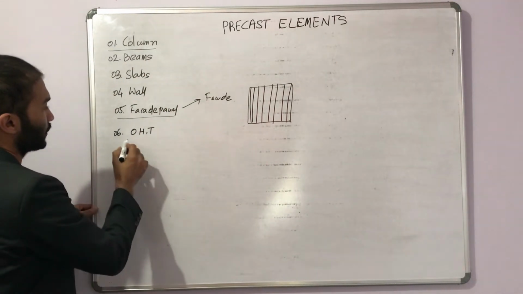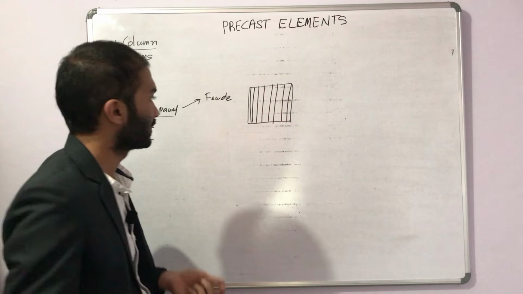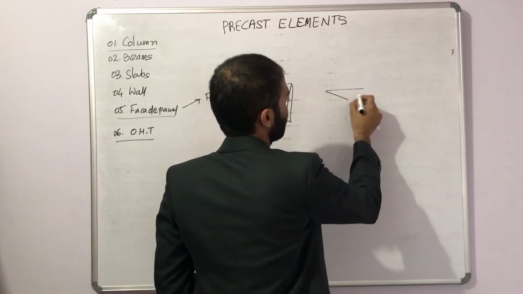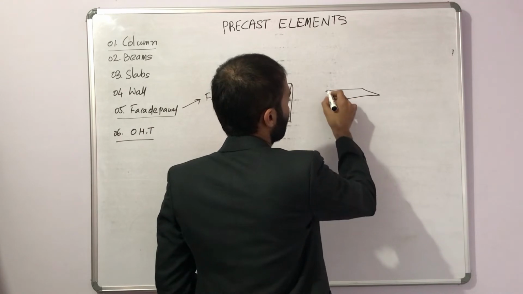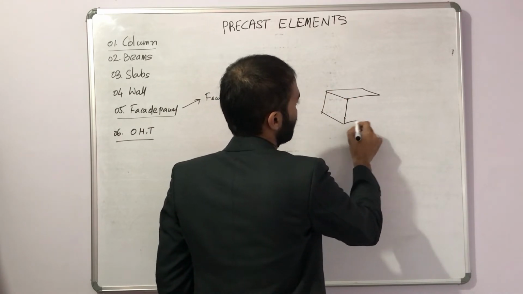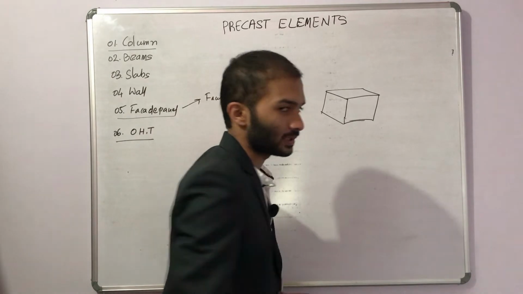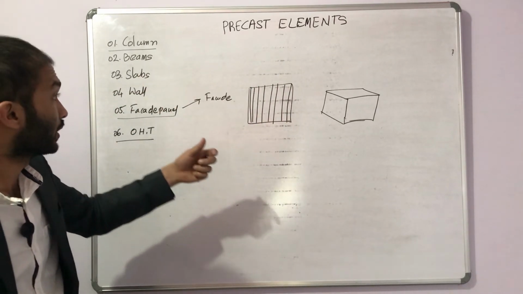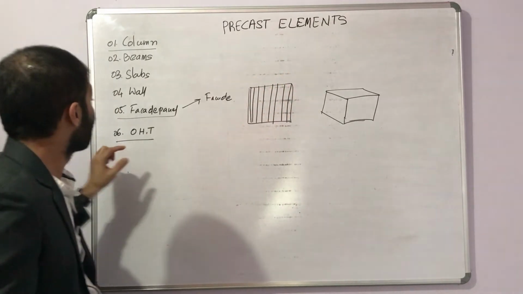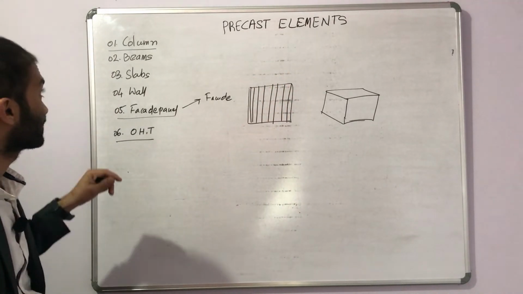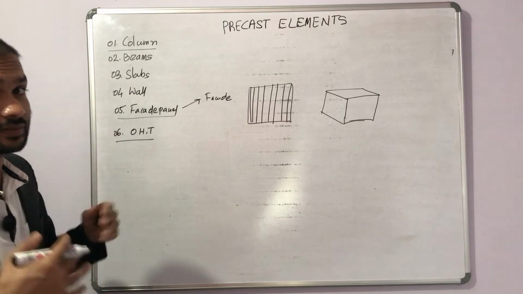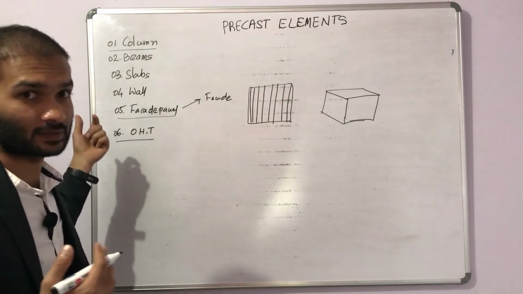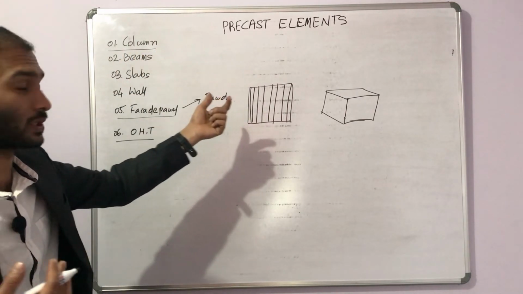The same way in the OST. OST is simple as usual, the overhead tanks. Maybe you will find ready-made factory tanks which have been directly brought to the site and directly erected on the site. These are majorly, there are 6 categories, 6 elements which we majorly use in commercial buildings, especially with respect to precast construction technology.